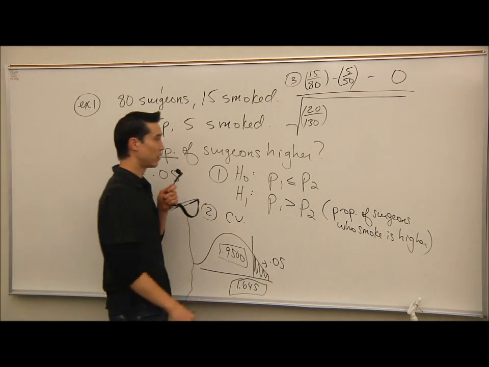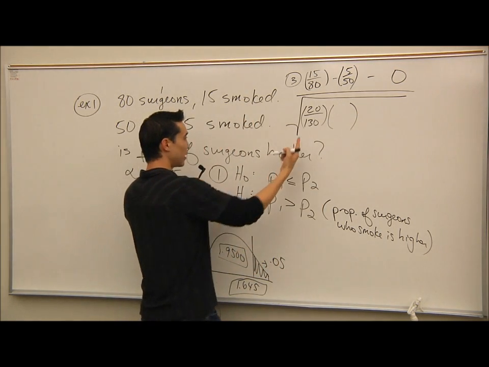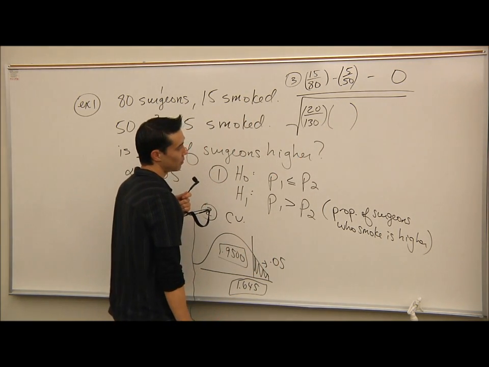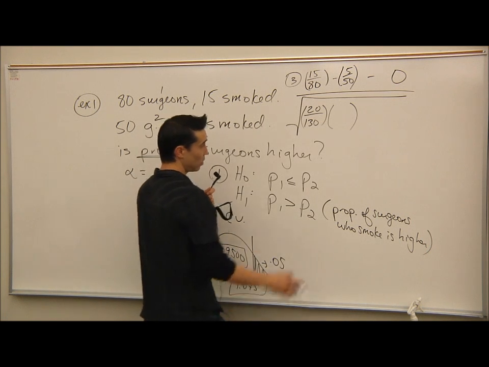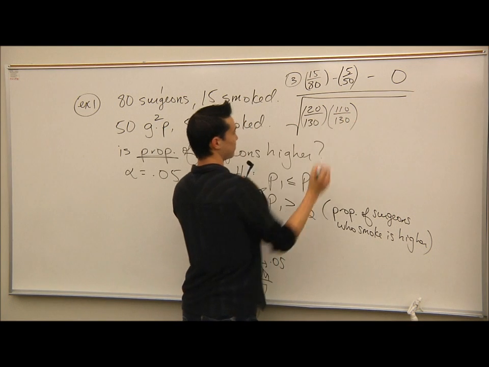Then what's Q bar? It's 1 minus P bar, right? So if you go to decimal, that might be nice, but if I keep it in fraction, which I'm going to since I've already started in fraction, 1 minus this is going to be 110 out of 130. Okay?